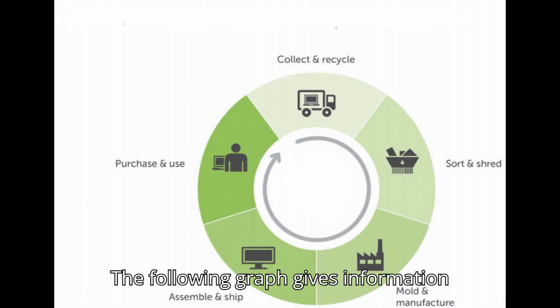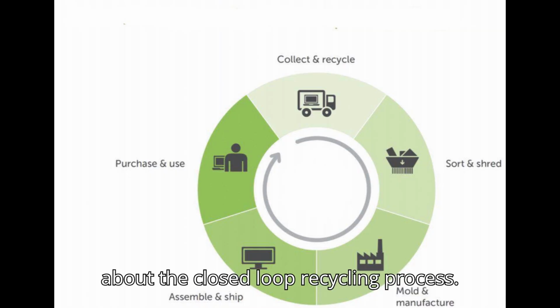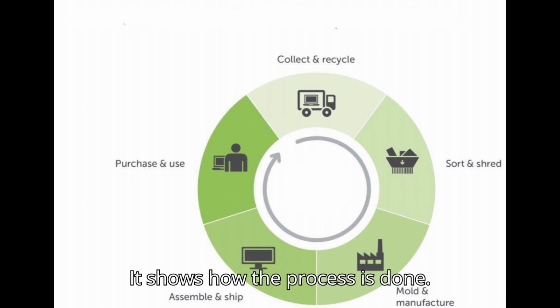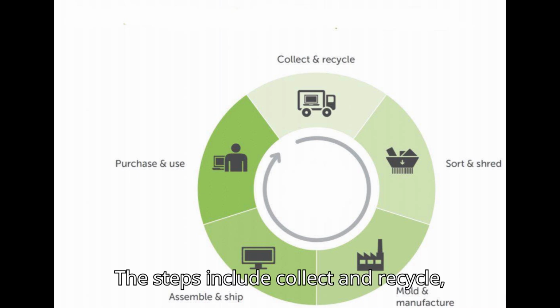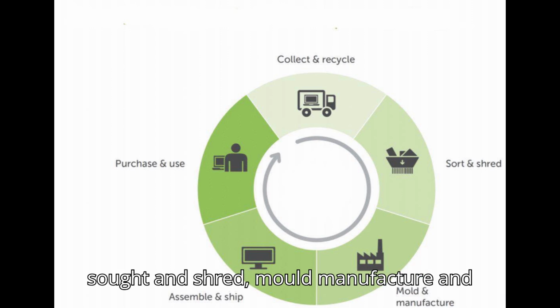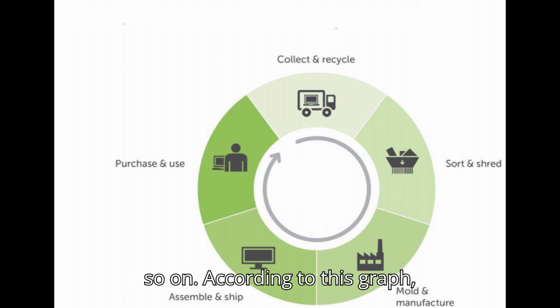The following graph gives information about the closed-loop recycling process. It shows how the process is done. The steps include collect and recycle, sort and shred, mold manufacture, and so on.